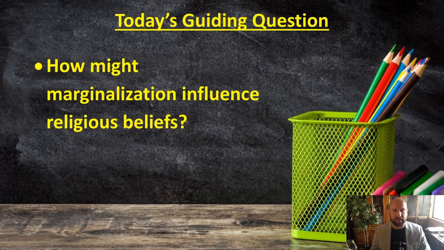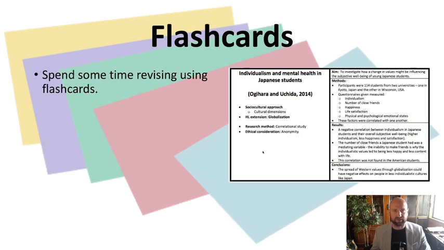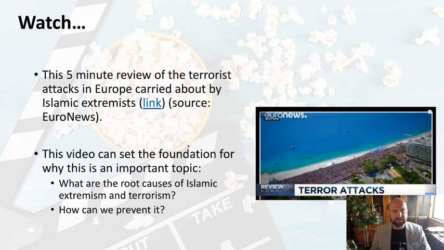Okay, and then now we're looking at marginalization influencing religious beliefs. And so particularly in this study, we're looking at Islamic extremism. In the activities files, you've got the flashcards there, the three key studies flashcards and some key terms. You can print these out, give them hard copies to students, and they can fold them over and use those to revise. A couple of videos here.